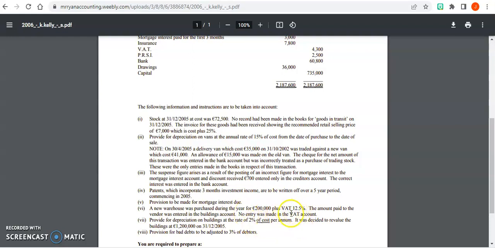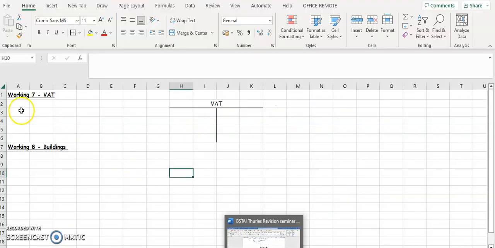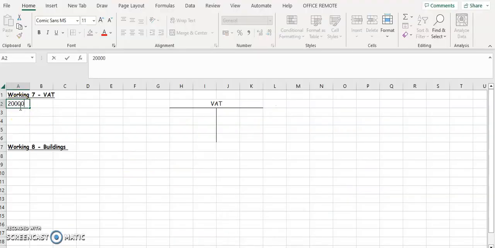So you need to find out how much the VAT is, take it out of the buildings account and put it into the VAT account. So the adjustment in our workings will look something like this. The value of the new building we bought is 200,000.